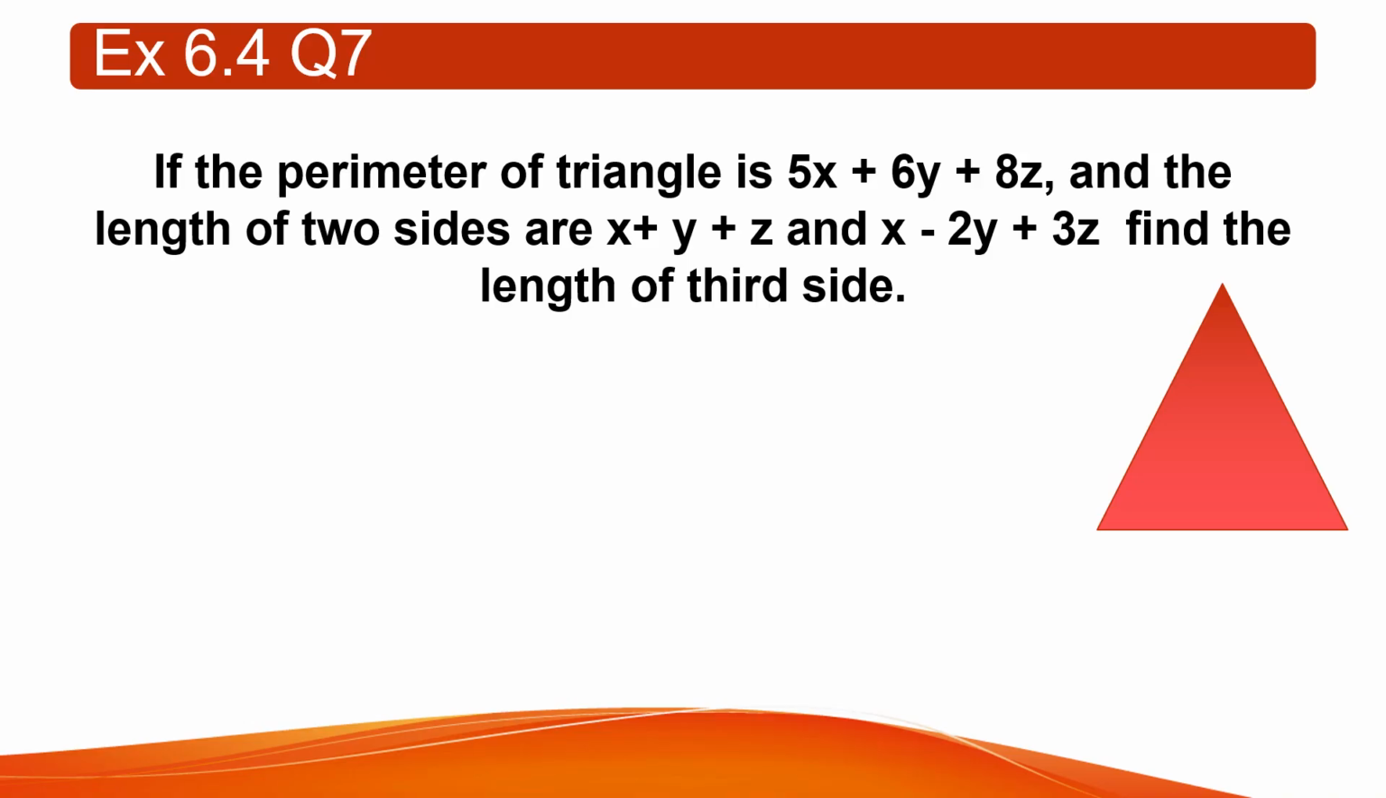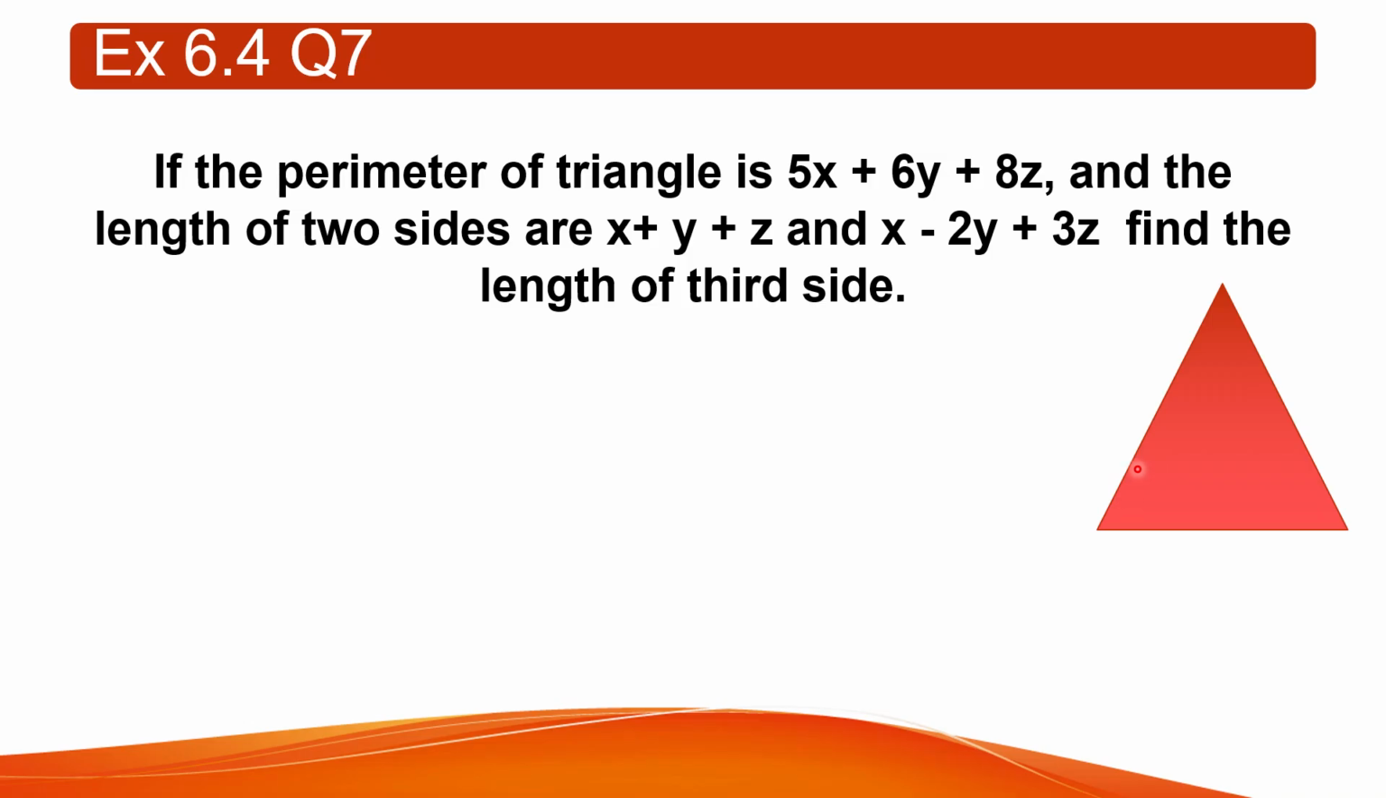Now exercise 6.4 question number 7. This is a logical question but not a difficult one. But we have to keep focus on what they are asking for and what they have told us. If the perimeter of a triangle is 5x plus 6y plus 8z, and you all know perimeter is the sum of all sides of a given shape. Here the shape is a triangle, so the sum of all three sides is 5x plus 6y plus 8z. And the lengths of two sides are x plus y plus z and x minus 2y plus 3z.